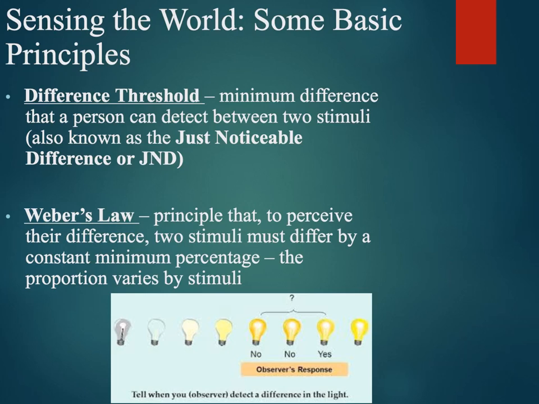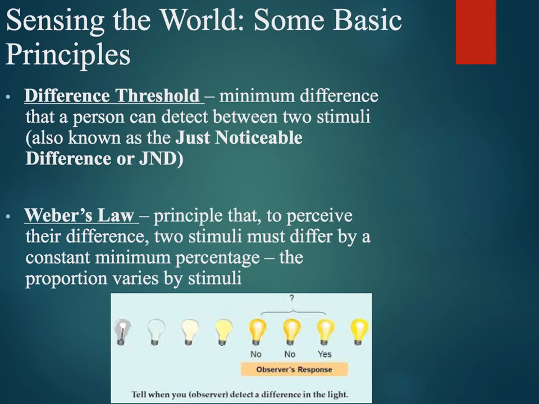Now, how do we tell the difference between one stimulation and another? How do we tell the difference between a small pebble and a large rock, for example? Tell the difference in their weight. Well, we use what's called the difference threshold. This is the minimum difference that a person can detect between two stimuli. It's also known as the just noticeable difference, or JND.